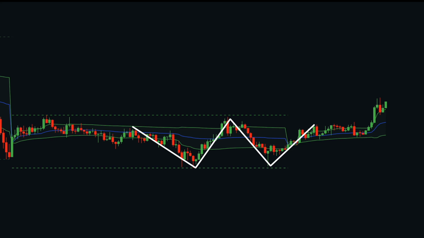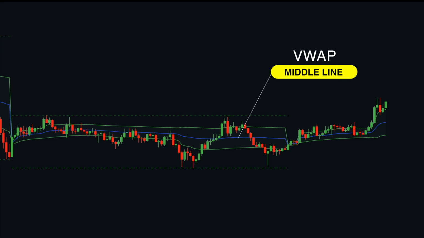That middle main VWAP line acts as a real magnet, whether pulling price back up or guiding it down again. And it also works like a charm in trends. You'll often spot price sidling along, respecting the middle VWAP. So combine the previous day's levels with VWAP. Here's how theory plays out in real price action.